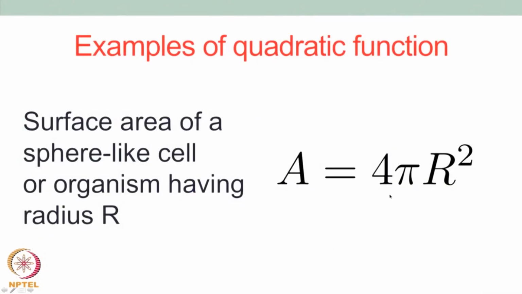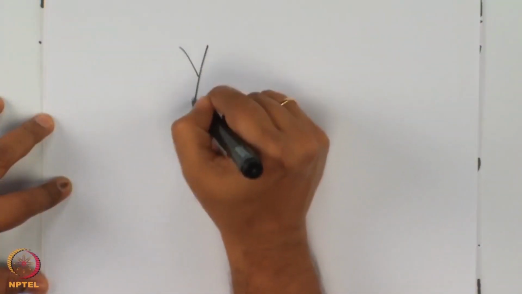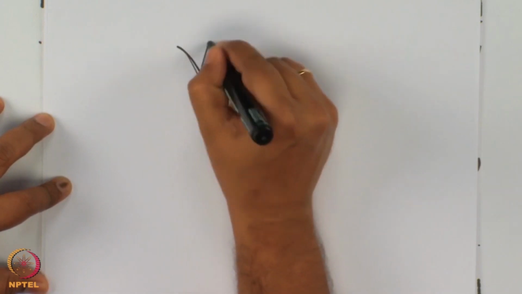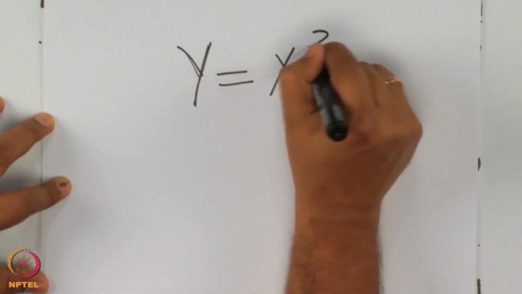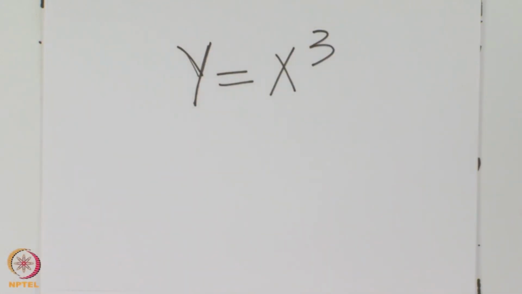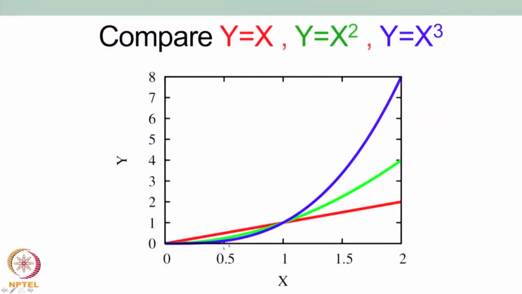Now, if we go beyond, of course, we have the cubic function. So, what is the cubic function? Y is equal to x cubed. So, let me write that here. The cubic function is y is equal to x cubed. And how will that look? So, we are going to show that in comparison with x and x square.